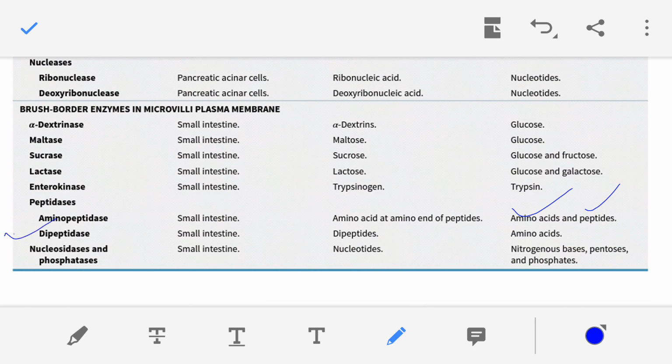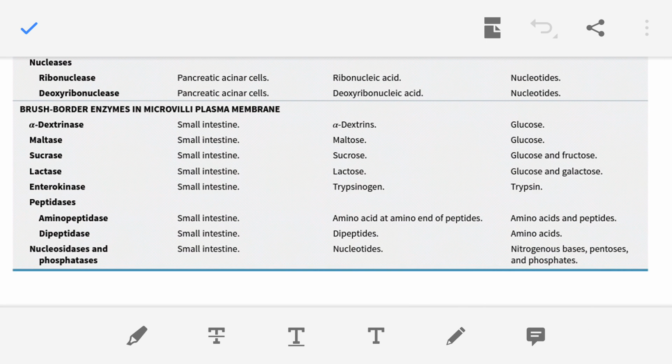Then the dipeptidase acts on and digests the dipeptide. So the peptide bond is broken down by this dipeptidase, and there is a formation of amino acids.